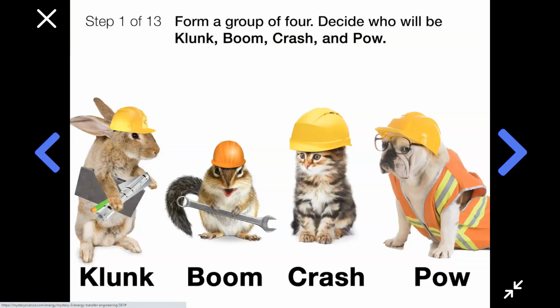To build the new parts of your bumper coaster, there are 4 more pieces of the track. So, if you're in a classroom, you're going to form a group of 4 people, and each of you will work on one piece of the track. Each of you has a name, so go ahead and decide now who will be Klunk, who will be Boom, who will be Crash, and who will be Pow.